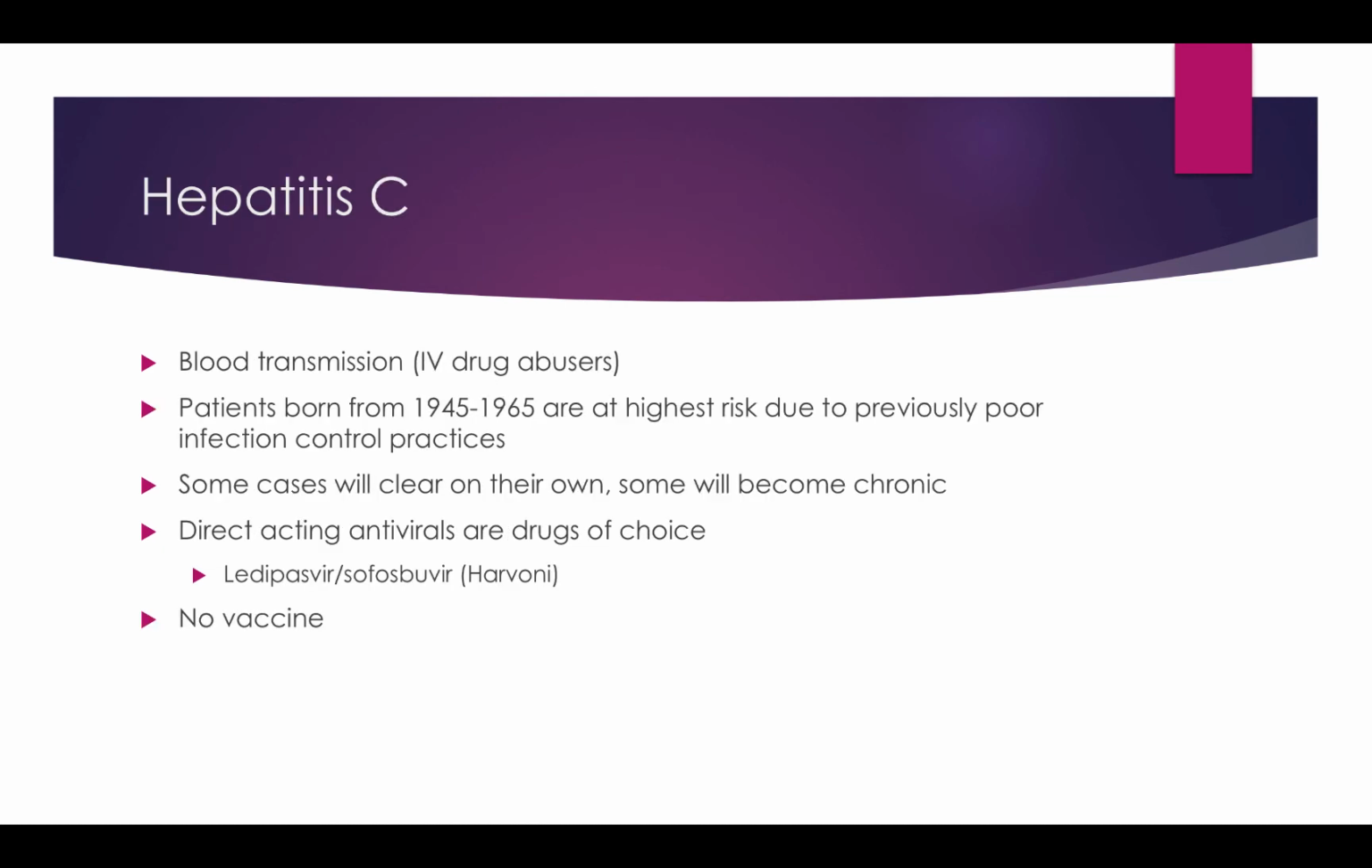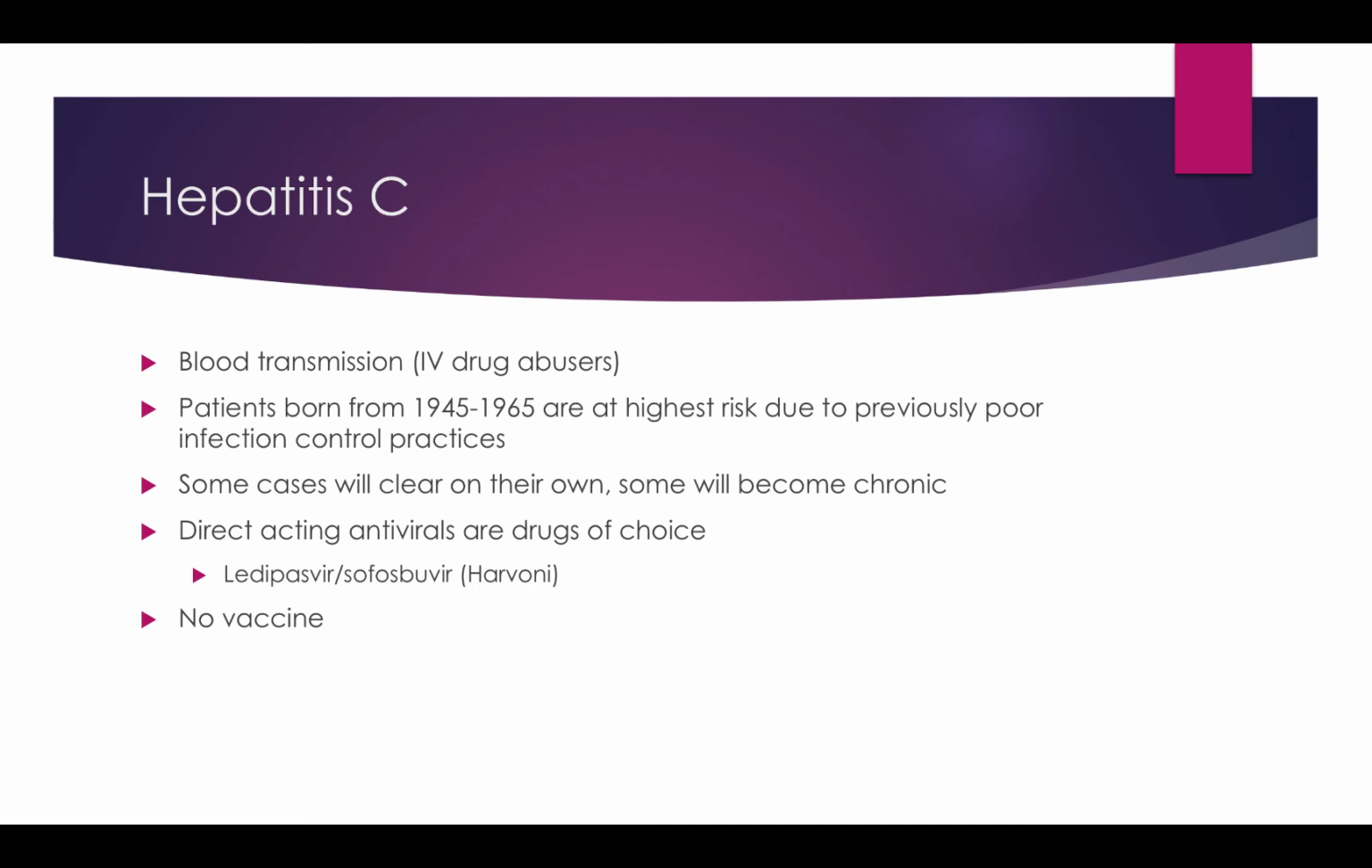Hep C. So this is a blood transmission. Probably what you're going to see is it most happens in IV drug abusers. The other situation is we need to keep an eye on our patients that were born from 1945 to 1965, as they are at highest risk due to potentially previous transfusions and previous poor infection control techniques. They may have been inadvertently exposed and been asymptomatic for much of their life, until now, later in life, they're running into symptoms and problems.